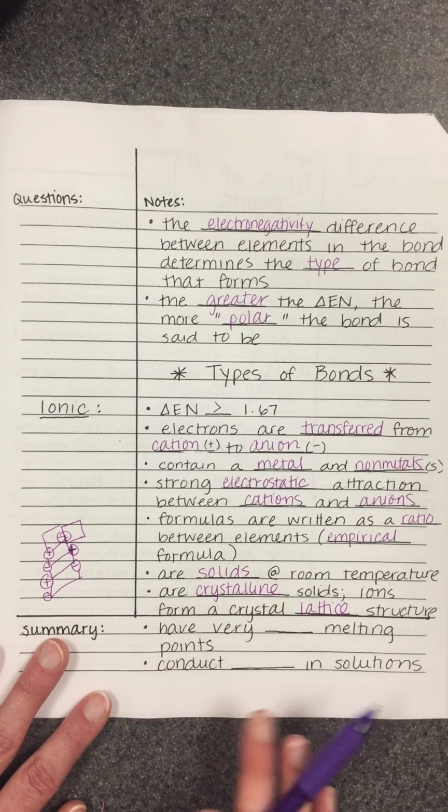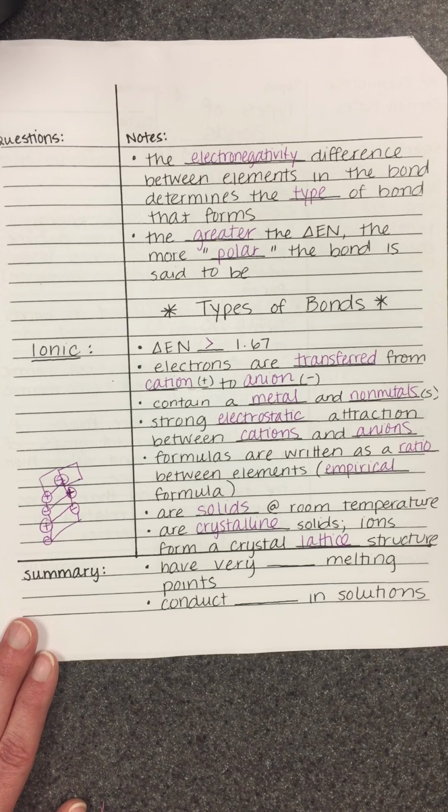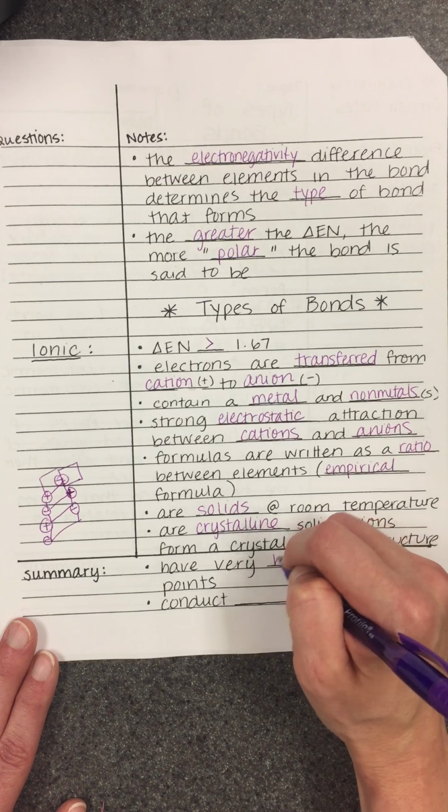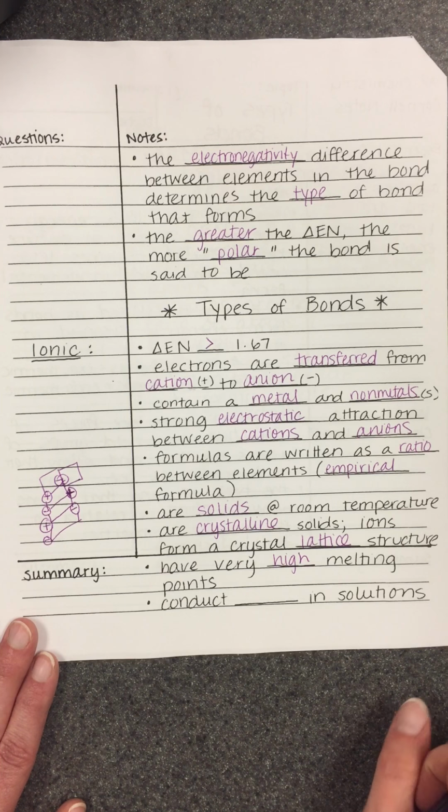And so that forms the crystal lattice structure. And again, there's a way better picture of that in the book. Okay. Ionic compounds, because they have that strong attraction between positive and negative, have very high melting points. It is high to melt these ions and separate them from each other.